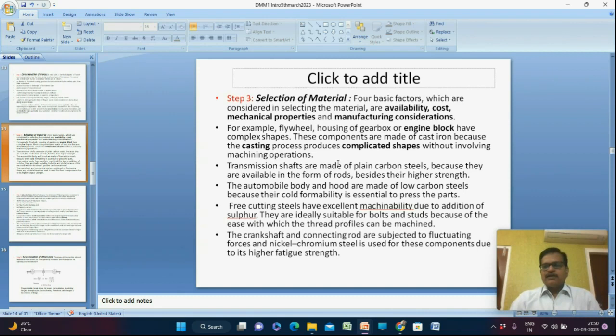Next, free cutting steels. They have excellent machinability due to addition of sulfur. They are ideally suitable for bolts and studs because of the ease with which the thread profiles can be machined. And a crankshaft and connecting rod are subjected to fluctuating forces. Nickel and chromium steels are used for these components due to the higher fatigue strength.